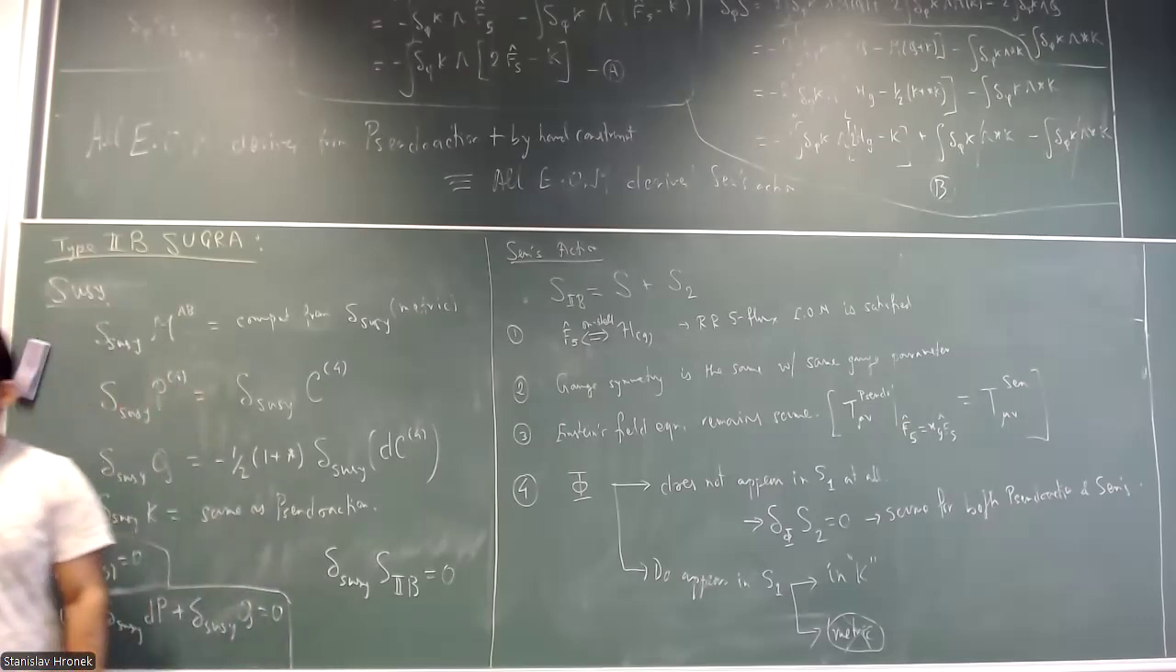Also, like last time, remember, P and Q have some weird transformation rules under diffeomorphism, right? So basically, that's local translation, right? And the supersymmetry, is this consistent?